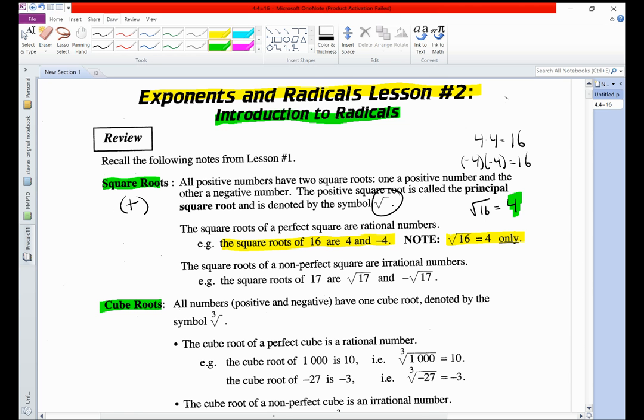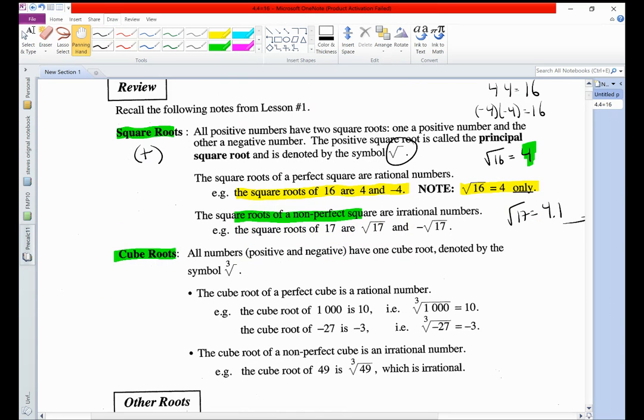The square roots of non-perfect squares are irrational numbers. So if you type the square root of 17 in your calculator, it's going to give you some crazy decimal that'll go on forever, right? It's non-repeating, non-terminating, so it's an irrational number. Everything that's not a perfect square is a non-perfect square, and non-perfect squares are irrational numbers. Then we bumped it up to cube roots.